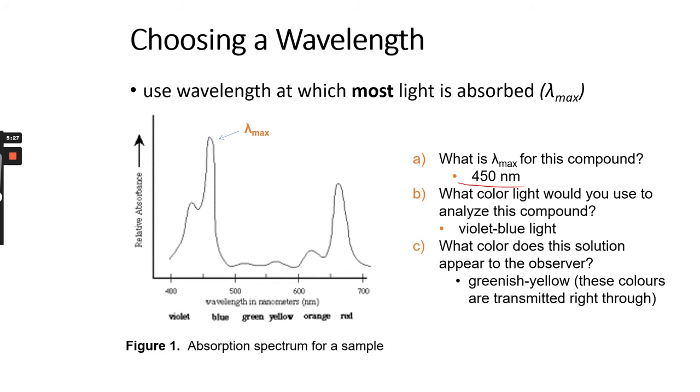What color does the solution appear to the observer? The color your solution will appear is the light that is not getting absorbed, but that is actually traveling right through, and that is in your greenish yellow range, which is right here. That's getting transmitted through, so your solution will look greenish yellow in this example.